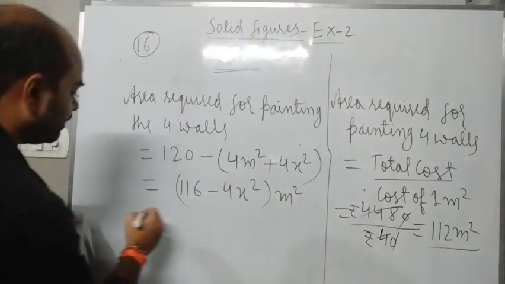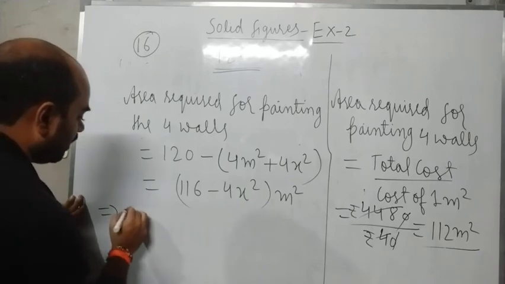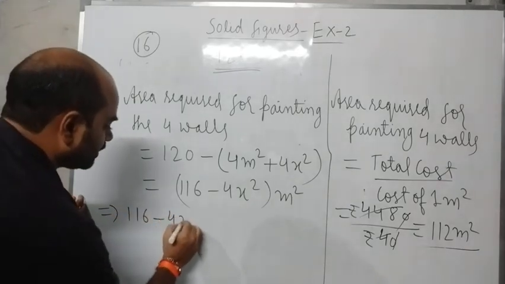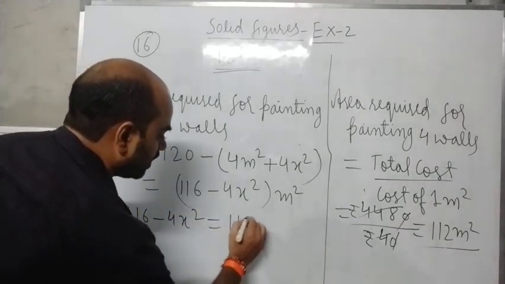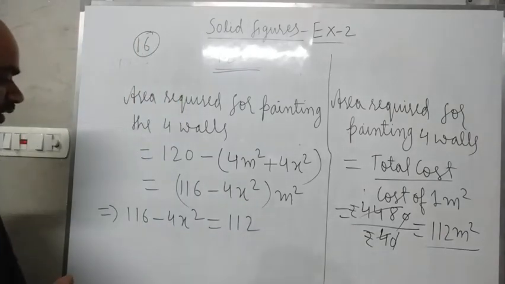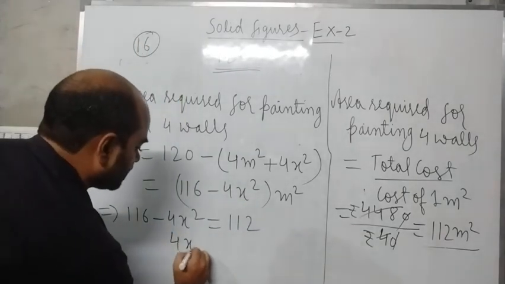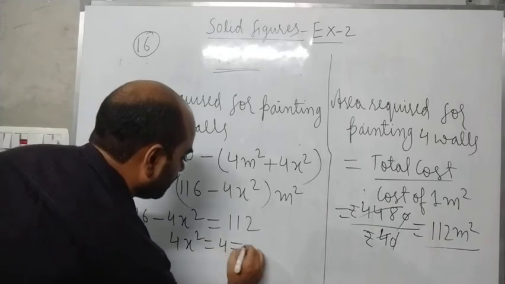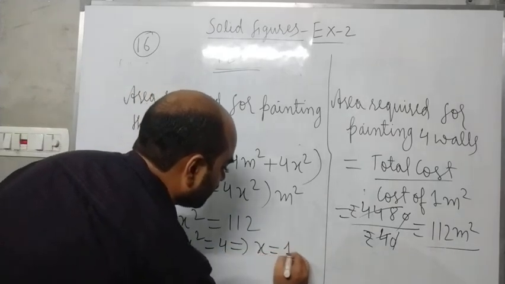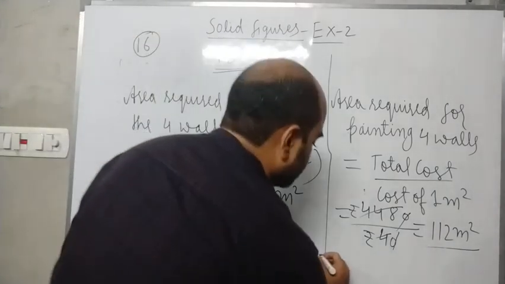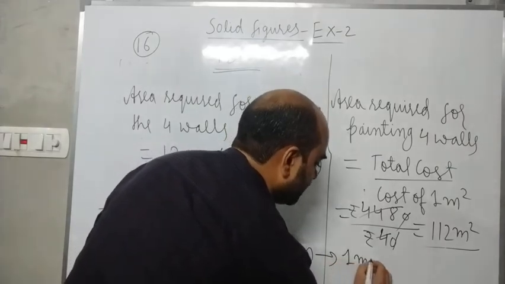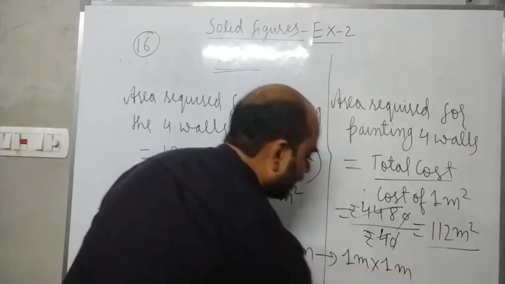Equate. It means 116 minus 4x square is equal to 112. Finally, this will give 4x square is equal to 4. It means finally x will be 1 meter. So the size of the windows will be 1 meter into 1 meter. You can check.